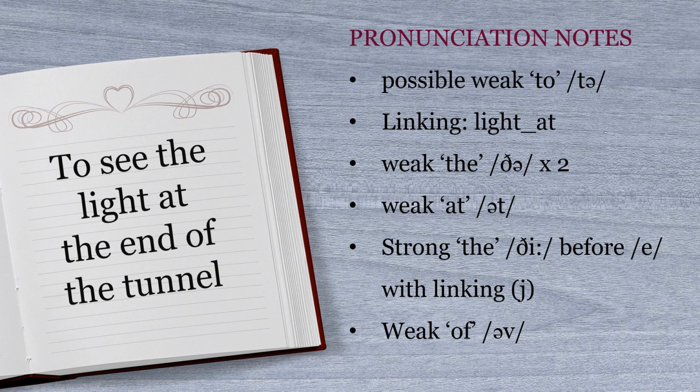Now, the before end is the strong form because it's followed by a vowel, so the end, and that also has the linking y, the end. And we can have a weak form of, which is of, and another weak form of the, which is the. So there's a lot of weak form potentially happening in this idiom, depending how quickly you say it. So putting all of that back together, it's to see the light at the end of the tunnel.